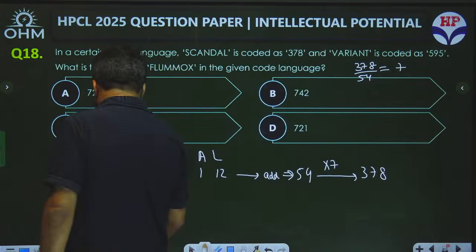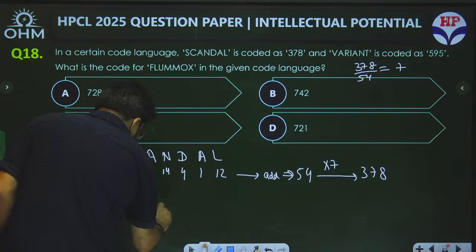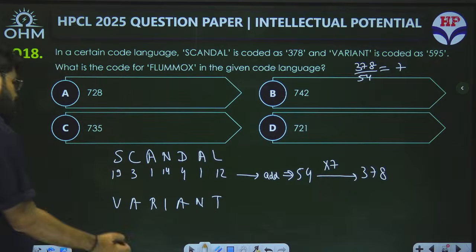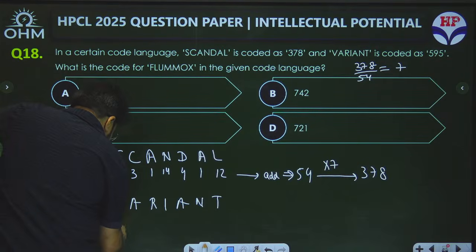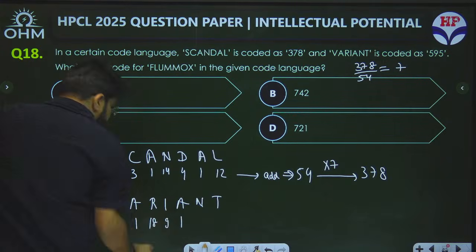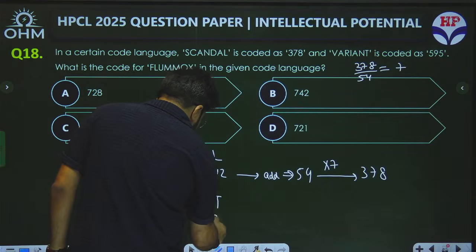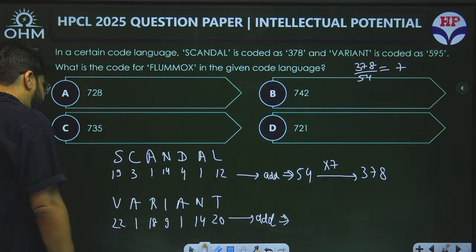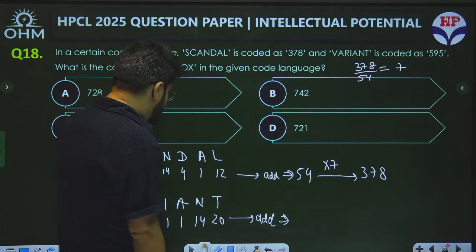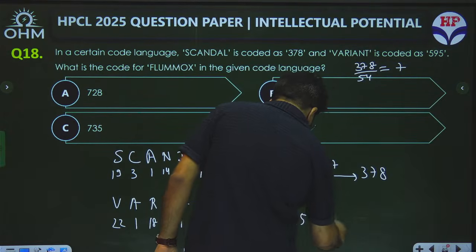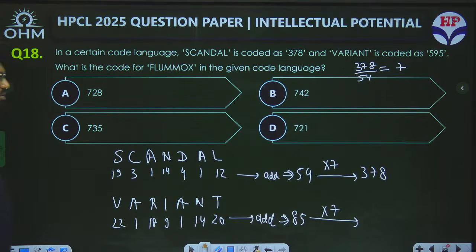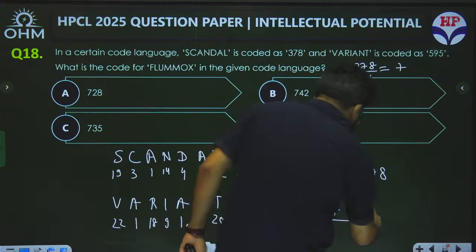Now let us see variant. In any alphabet question, whether it is coding or series, the positions play the role. V is 22, A is 1, R is 18, I is 9, A is 1, N is 14, T is 20. When I add them, I am getting 23, then 41, 50, 51, 65, and 20, 85. Now let us apply the same logic to see whether it works. When I do 85 into 7, 560 and 35, 595, correct.